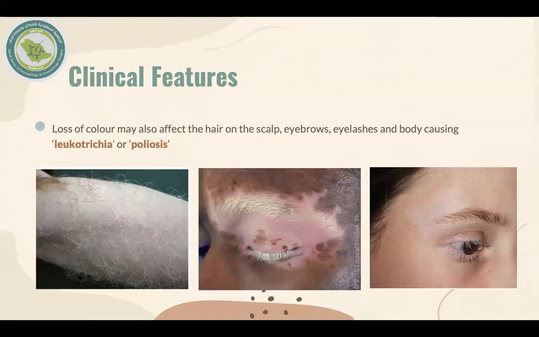Actually, in vitiligo, normally pigmented hair is the main source of repigmentation, since they are the most important reservoir of melanocytes in this condition. But here, the patient doesn't have normally pigmented hair. So if there is leukotrichia, the possibility of repigmentation is minimal or null because the hair melanocyte loss is usually permanent. So this is considered one of the poor prognostic signs for vitiligo.